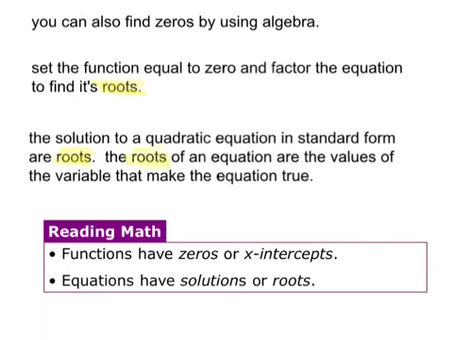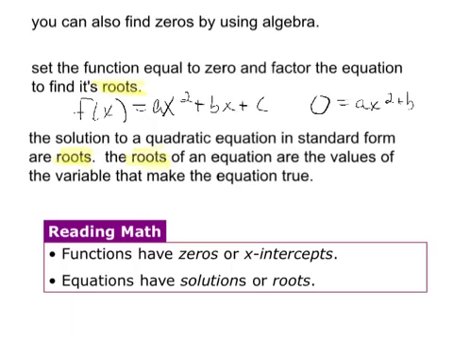You can also find the zeros using algebra. We're going to set our function, because remember our function looks like this, ax squared plus bx plus c, equal to 0. The solutions to the quadratic equation in standard form are the roots. The roots of an equation are the values of the variable that make the equation true. So when we say we're making the equation true, we're making it equal to 0. The values of x that give you 0 are called the roots.